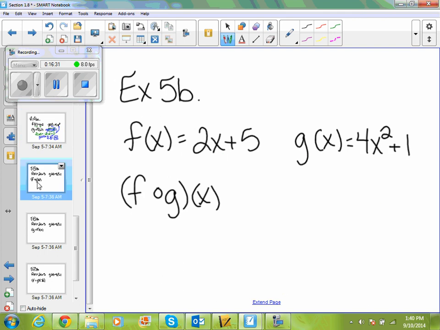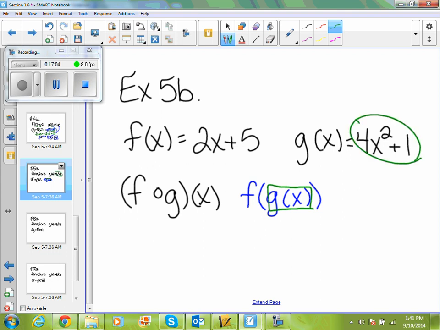Okay, so let's do that again, only f of g of x. So f of x is 2x plus 5, and g of x is 4x squared plus 1. We're finding f of g of x. Which tells me then that my g of x is going to get plugged in for x in my problem. So that 4x squared plus 1 is actually getting plugged in for x on my original equation.